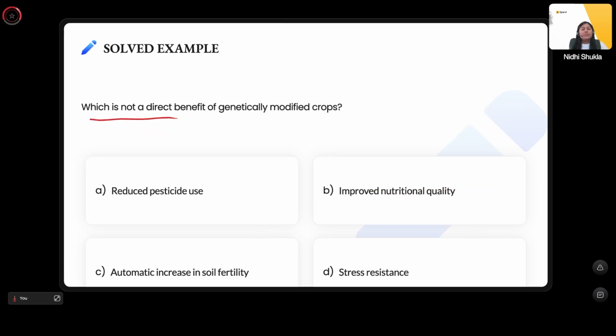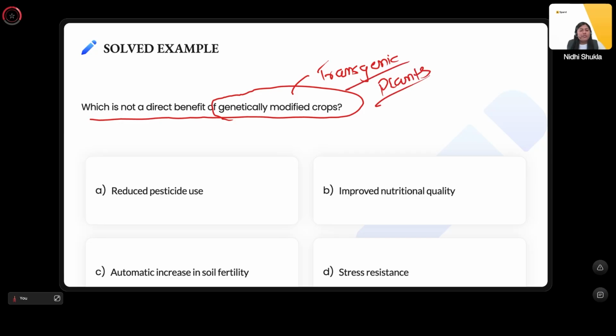Now, which is not a direct benefit of genetically modified crops? These GMOs, or genetically modified crops, can also be called transgenic plants. So what are the benefits of transgenic plants? Do they reduce pesticide use, improve nutritional quality, automatically increase soil fertility, and provide stress resistance? They reduce pesticide use, this is correct. They also have improved nutritional quality, one example being golden rice, which is very rich in vitamin A.